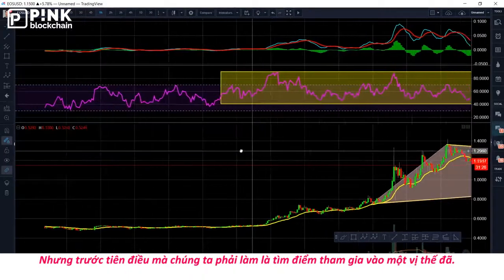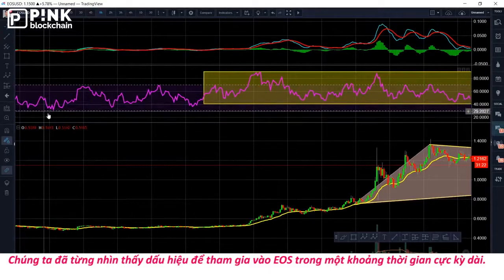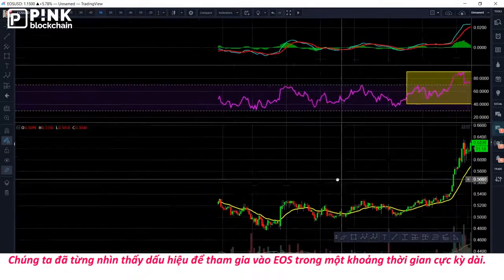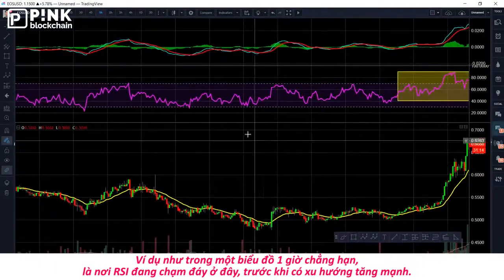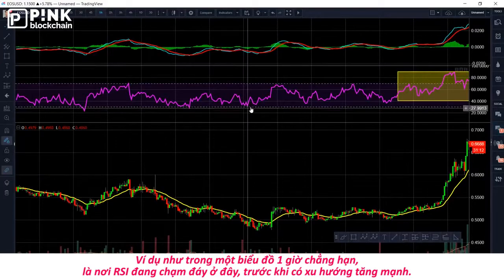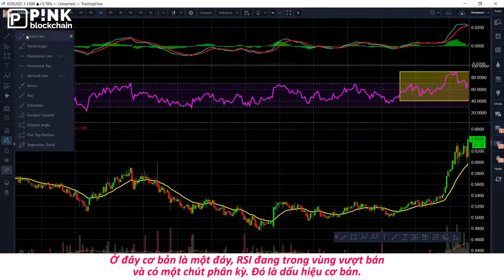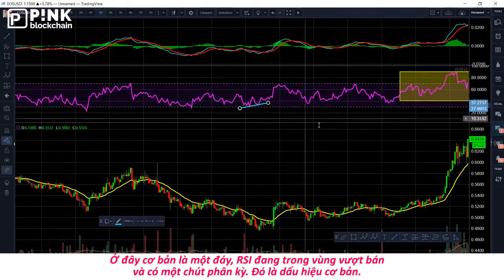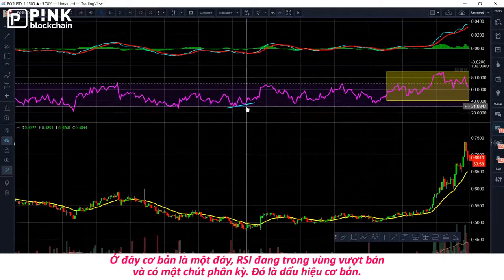But first of all, what we do is we look for signals to enter, okay, guys? We look for signals to enter, and we've been seeing signals to enter EOS for the longest time, guys. One signal on a 1 hour chart, for example, was where it was bottoming out well over here, okay? Just to go back before the major uptrend. Would you guys agree with me that this right here is basically a bottom, right? We're reaching the oversold zones, and then we see a little divergence there, right? Okay, that is one signal basically, right?